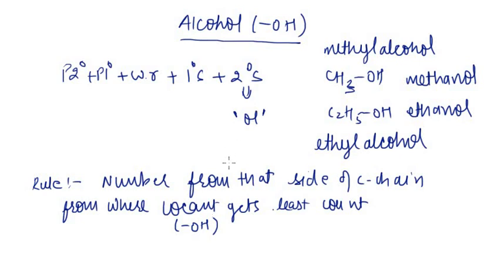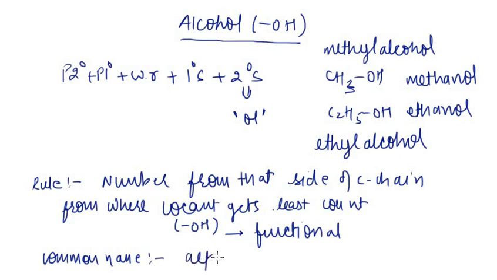Now further going, common name. The locant, that is also a functional group. We call it a functional group. The functional group gets the least locant, right? Now if we try to give its common name, in common name it is called an alkyl alcohol. There is also a method to determine the common name, but in that particular case it is alkyl alcohol.